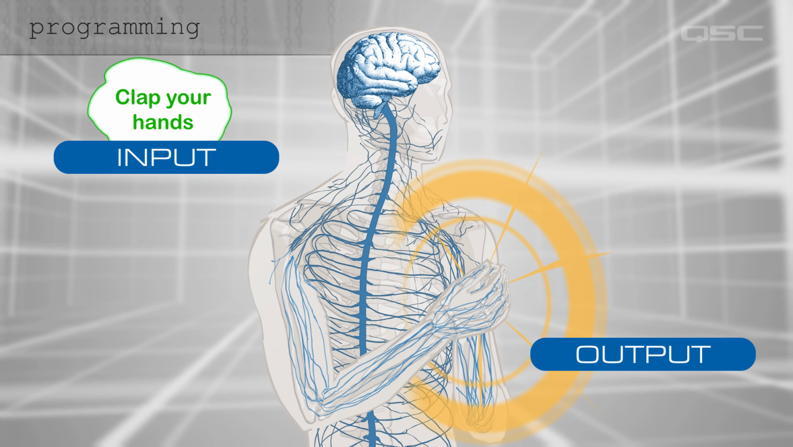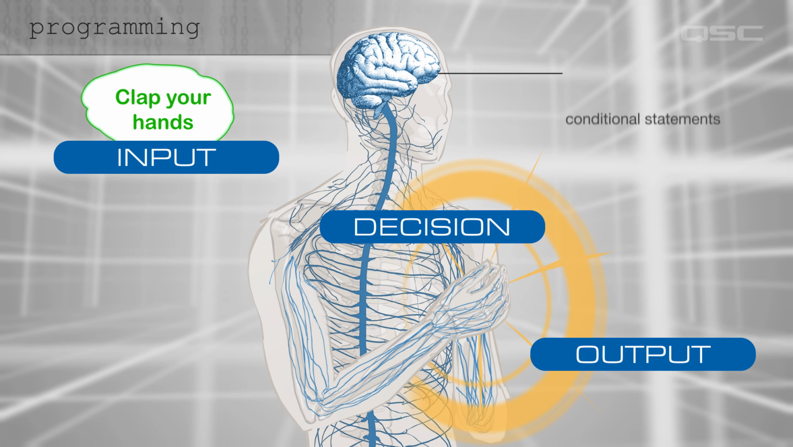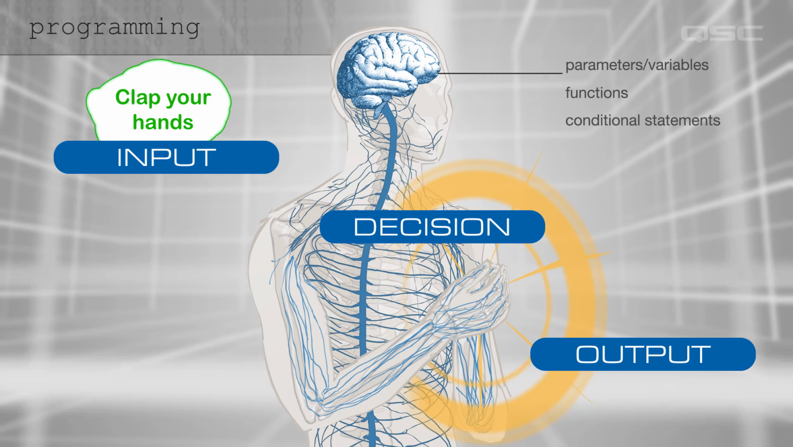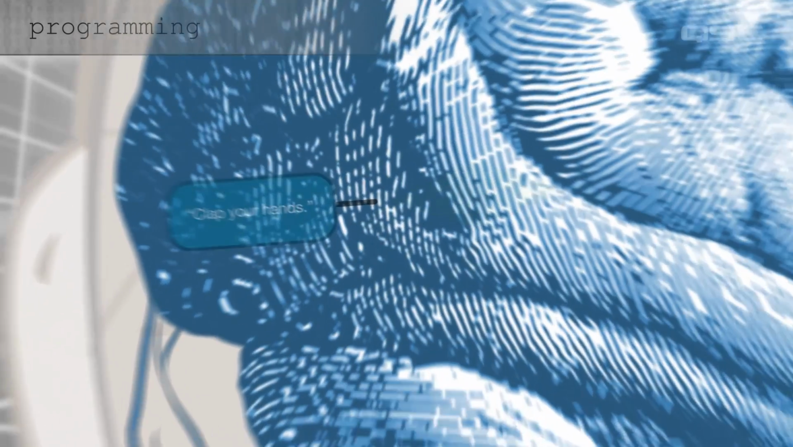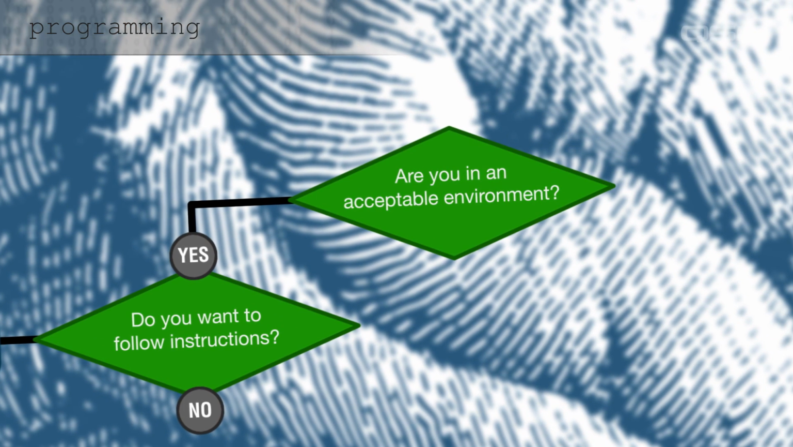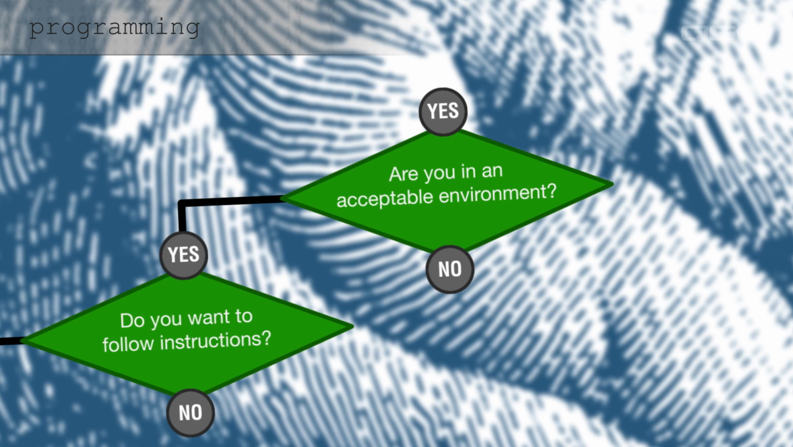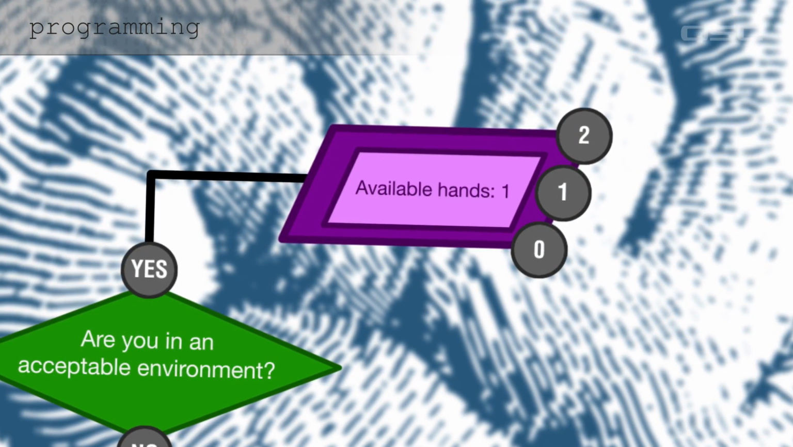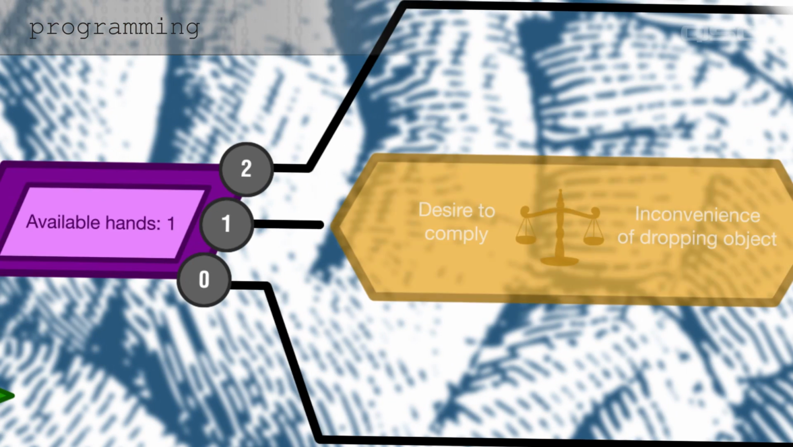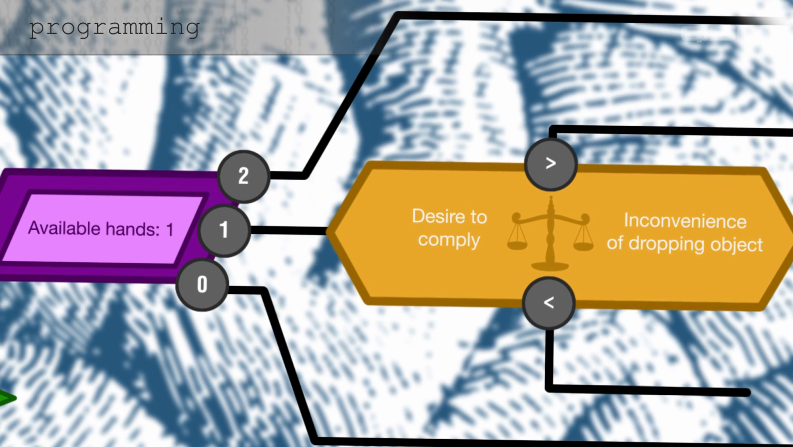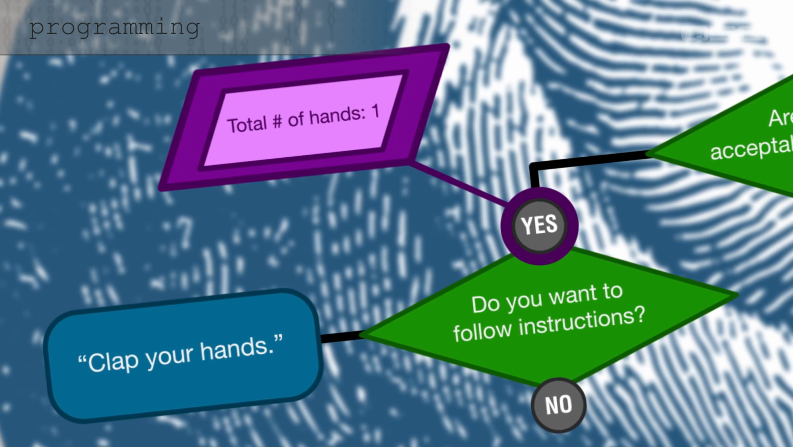In between, the decision-making process is full of conditional statements, functions, and references to external parameters which you may have not even been aware of. For instance, do you want to follow the instructions or not? Are you in an environment in which it would be acceptable to suddenly clap your hands or not? Let's reference an external variable that states whether or not there is currently something in your hands that would prevent you from clapping. Then, a comparative function would decide whether your desire to comply with the command is greater than the inconvenience of putting the thing in your hand down. The desire to do it may be overwritten by a global variable of how many hands you actually have.